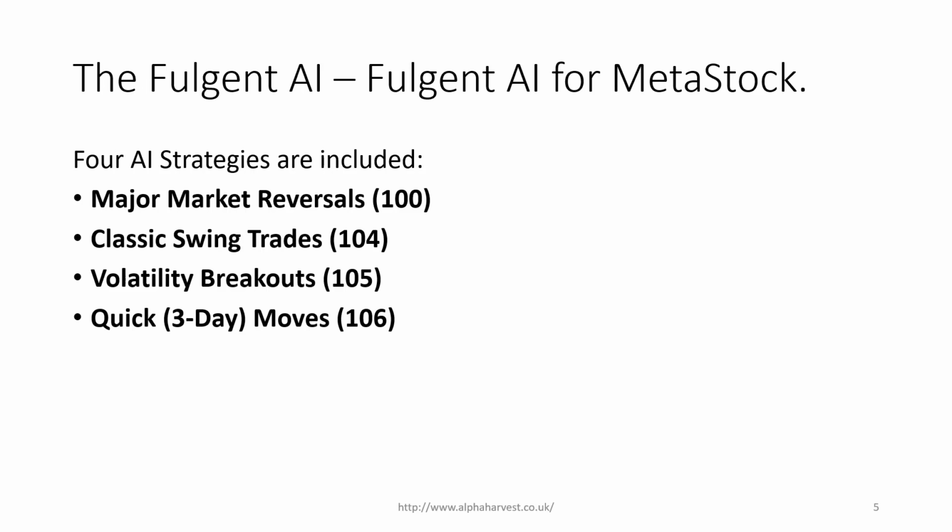Just to recap, we've got four major AI strategies that we use. Major market reversals, the AI code is 100. Classic swing trades 104. Volatility breakouts 105. And quick 3-day moves 106.